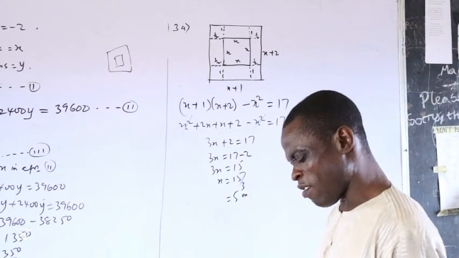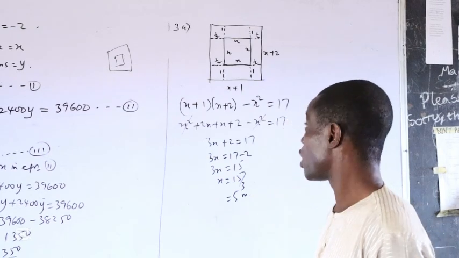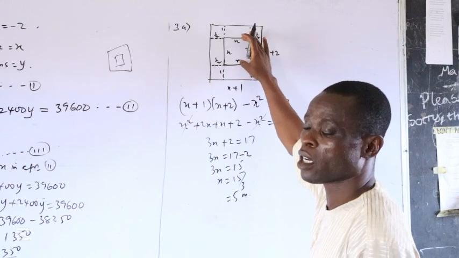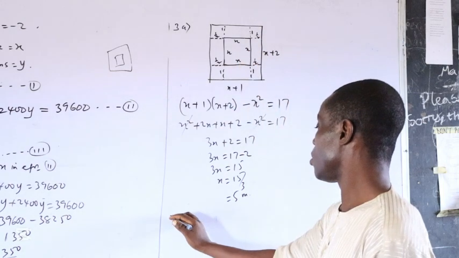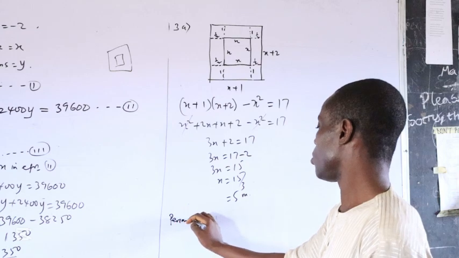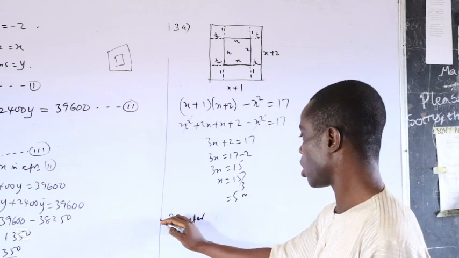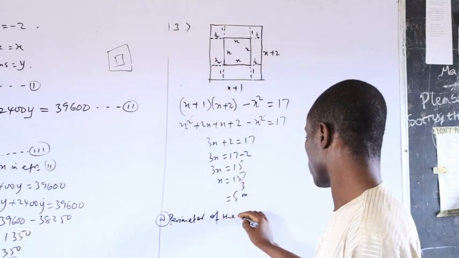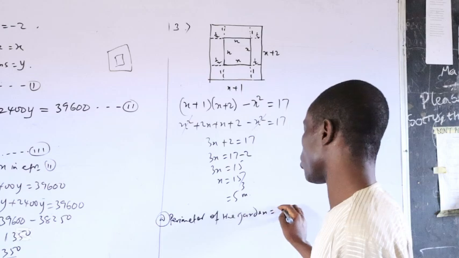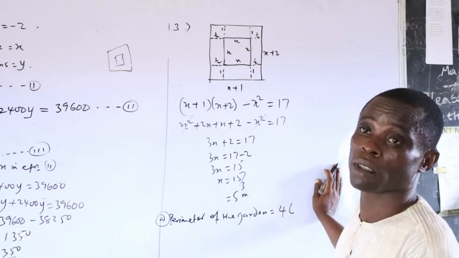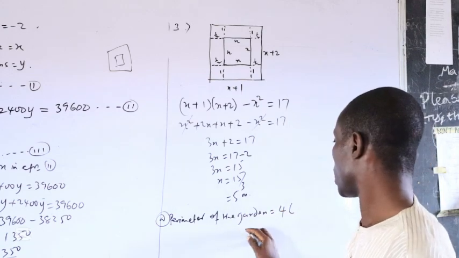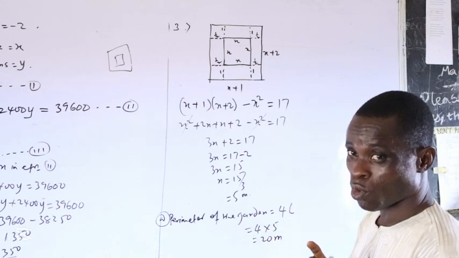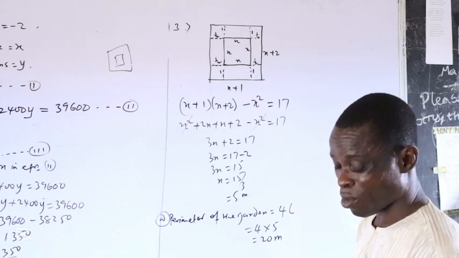So if it is 5 meter, now the perimeter of the garden. This is the garden. That square is the garden. Perimeter. That's question A. Perimeter of the garden is equals to 4L. That is the perimeter of the square. And we have 4 times 5, and that is 20 meter. Always put that unit. If you don't put that, it's minus 1.